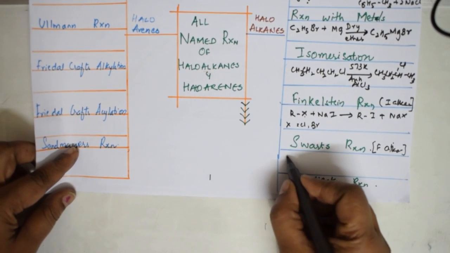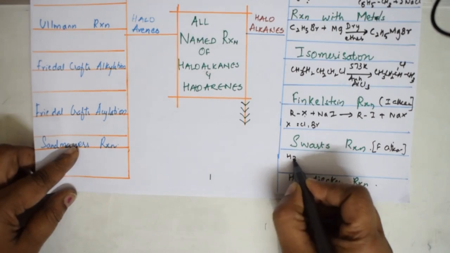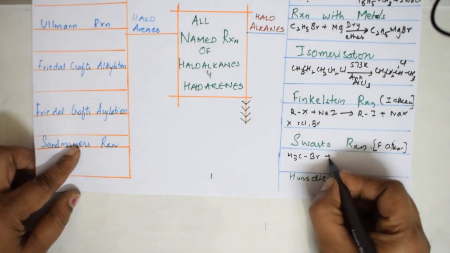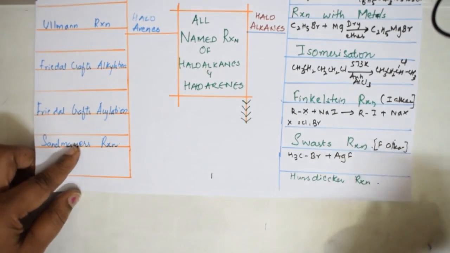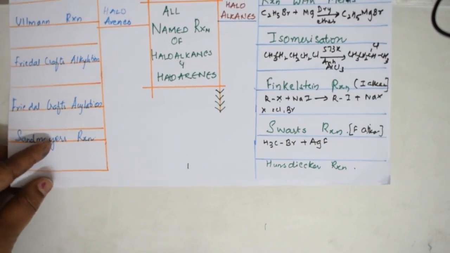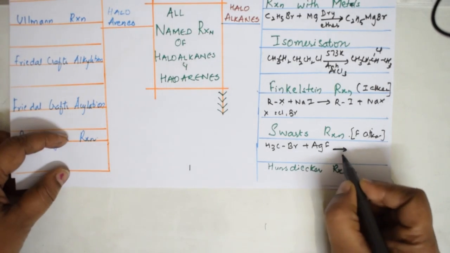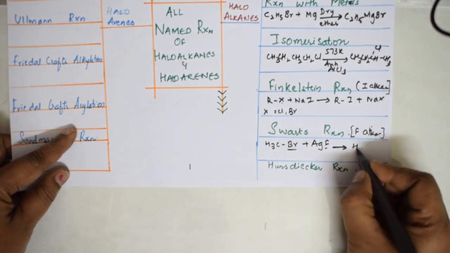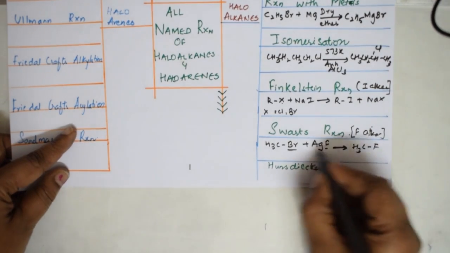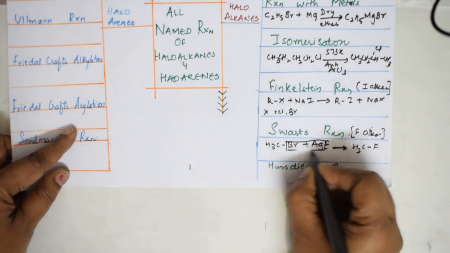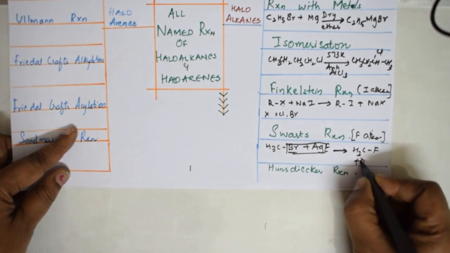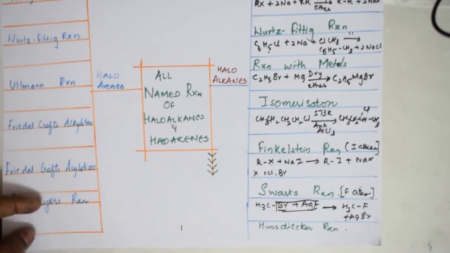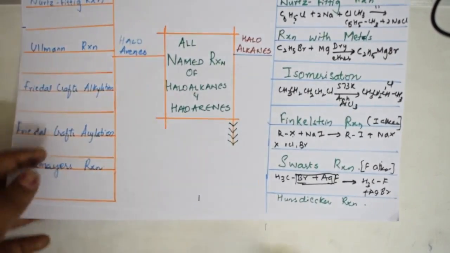Done. In Swarts reaction, what are we preparing? Fluoroalkanes. So what are we going to take? We are going to take CH3Br. To prepare fluoroalkane, I am going to take AgF. Okay, silver fluoride. When I take AgF, what is happening? The bromine is replaced by fluorine and I get CH3F plus AgBr. Whatever bromine is there comes out as AgBr. Okay, students, so this is Swarts reaction. This is one of the name reactions of haloalkanes.